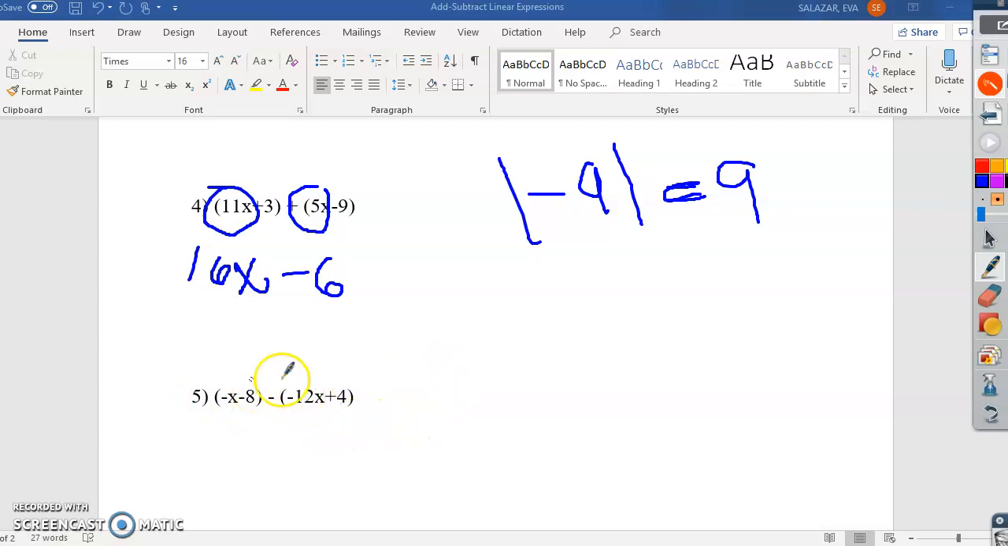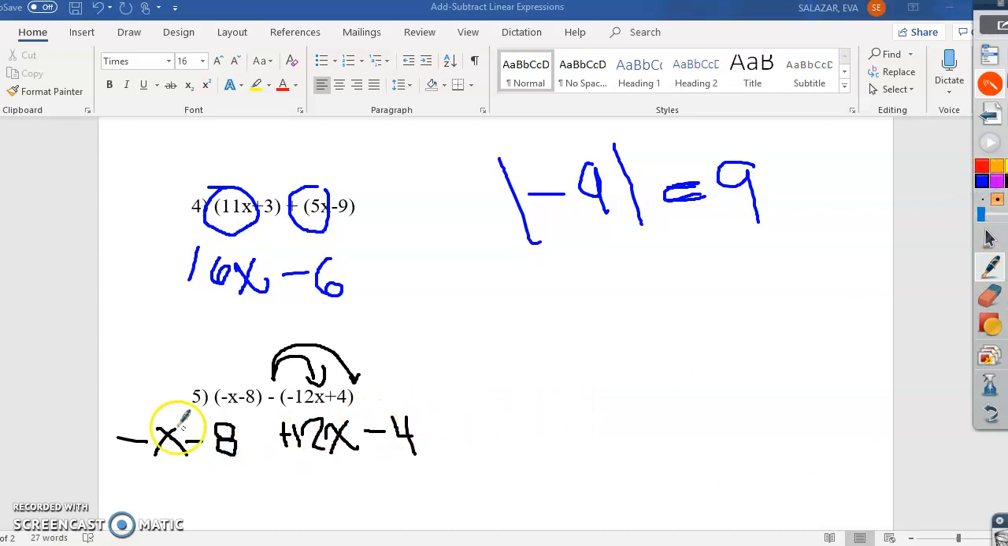Last one, subtraction. So this is going to change. Once again, we're going to take that negative and multiply it times that negative 12x. And that's going to give us a positive 12x. Negative times a negative is a positive. And a negative times a positive is going to give us a negative 4. And now we're just going to bring our first expression, which is negative x minus 8. And we are ready to combine like terms.